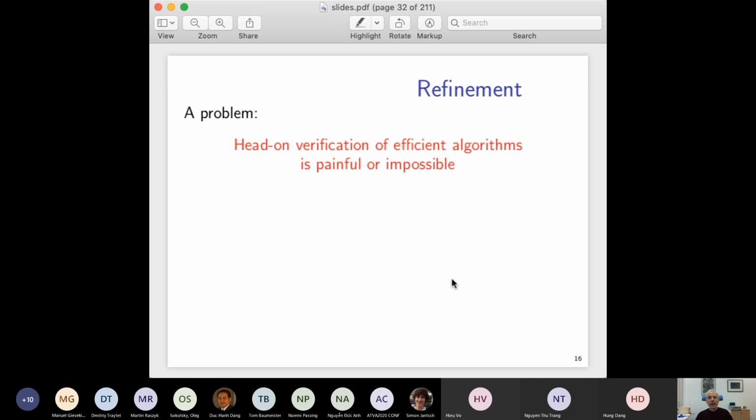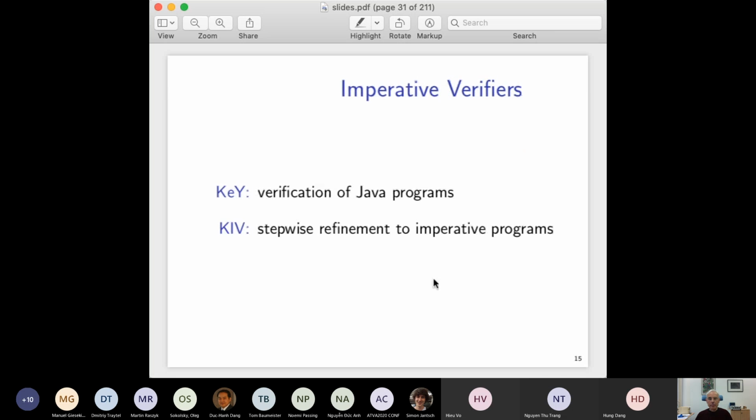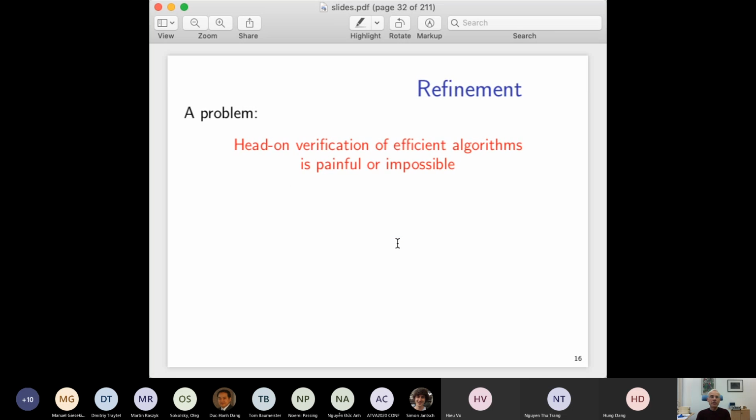In particular verifications. And I already here mentioned the word refinement, and this is really the key, because if you're trying to verify really any algorithm, but in particular efficient algorithms with a lot of trickery in them, then if you do this straight on, you take the algorithm as is and you try to verify it, it's typically painful or impossible.